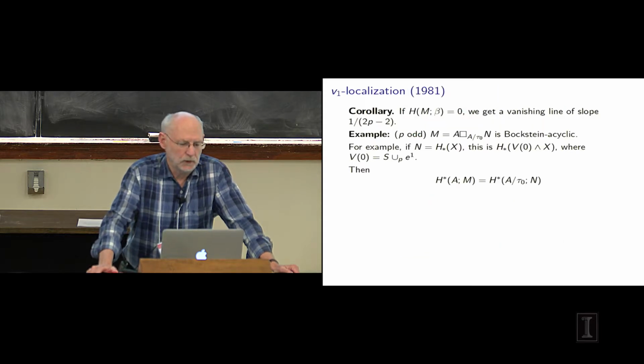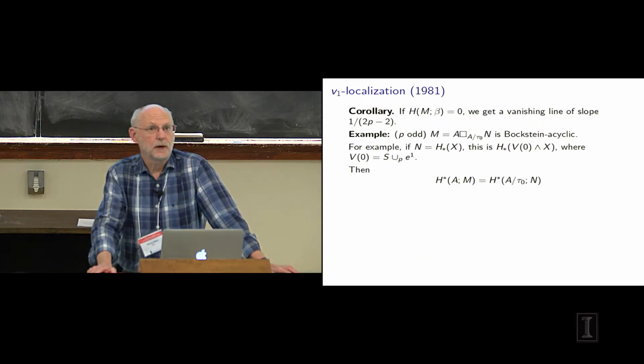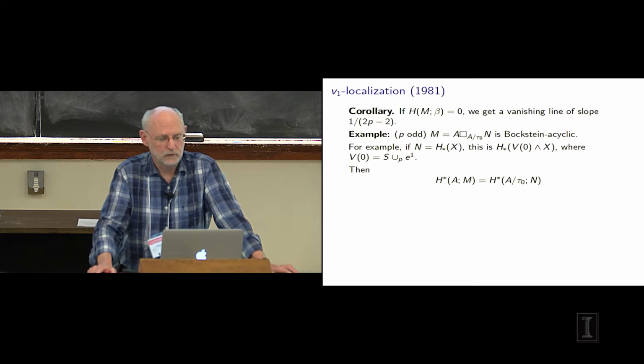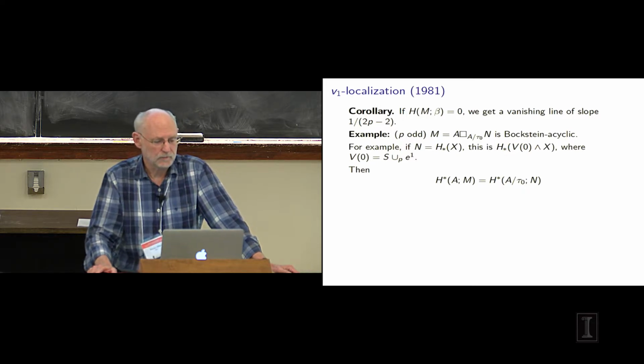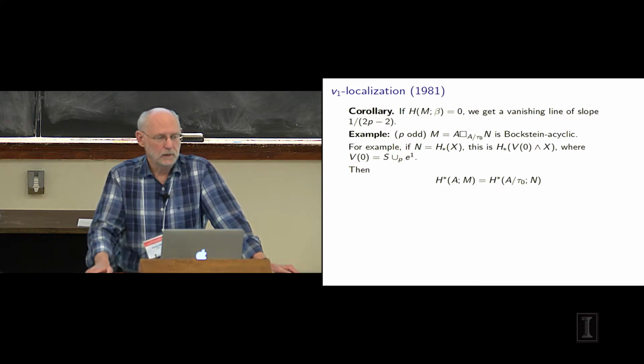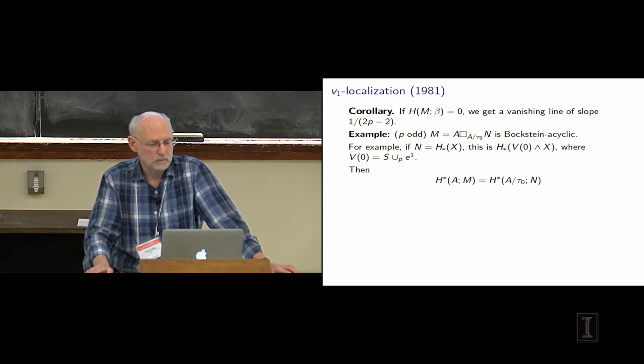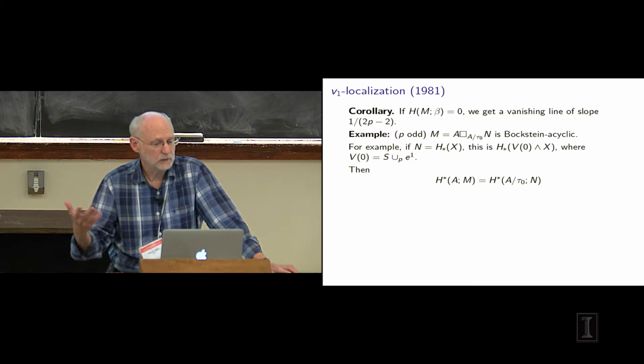All right, well, in particular, if the homology is Bockstein acyclic, that means you get a vanishing line of slope 1 over 2p minus 2. The homology groups vanish, you get 0 for the answer up there. So again, I'm going to look for a way to express what the corresponding localization is.